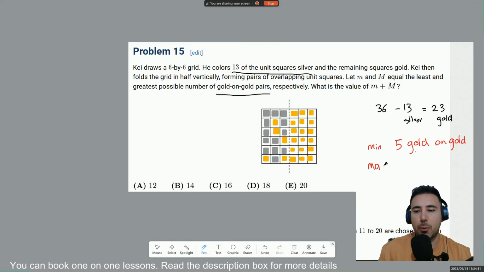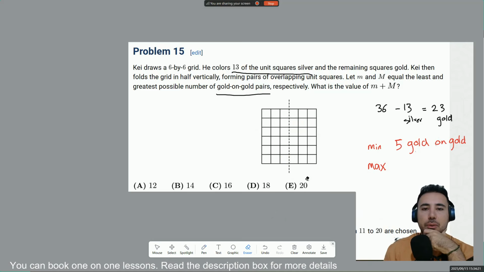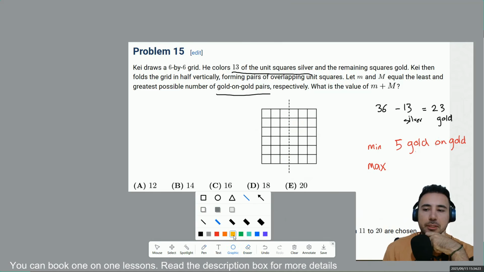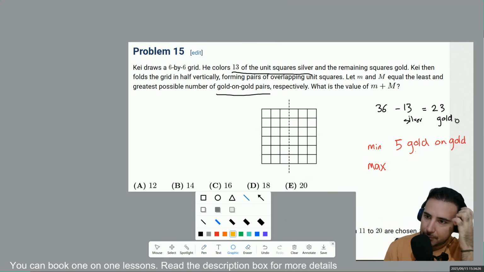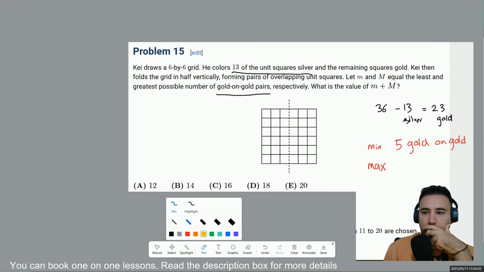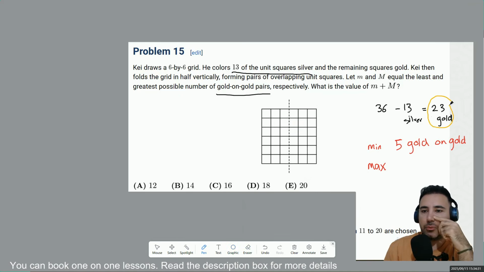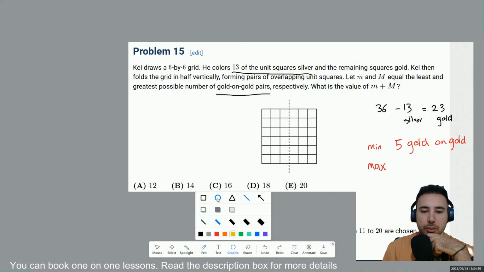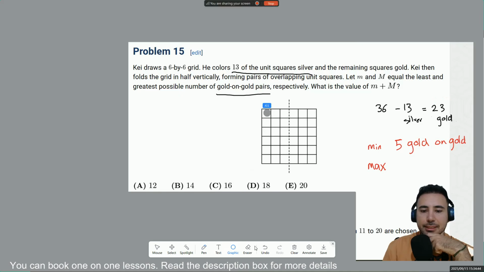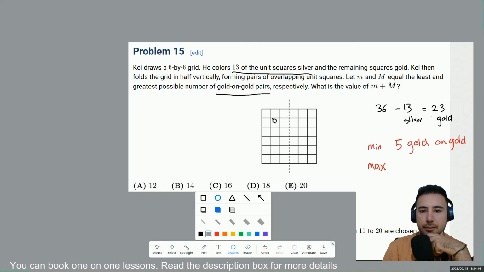If you want to maximize gold on gold, what should we do? One way is easy, just say I want to maximize the number of gold on gold. There are a lot of ways to do this. You could say, how many golds do we have? You have 23 gold. Then you start putting 1 gold here and 1 gold here. That would be one way to do it.